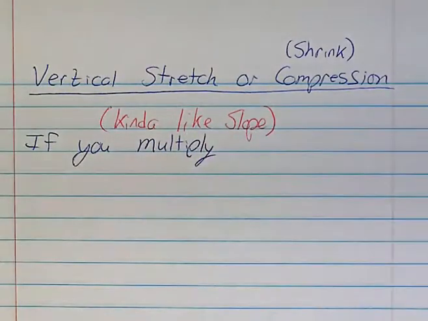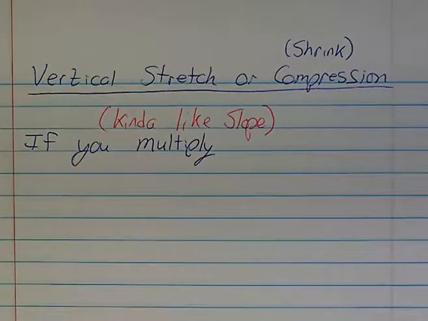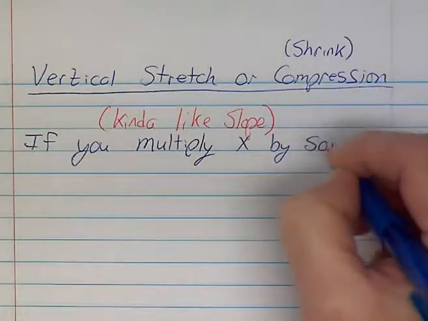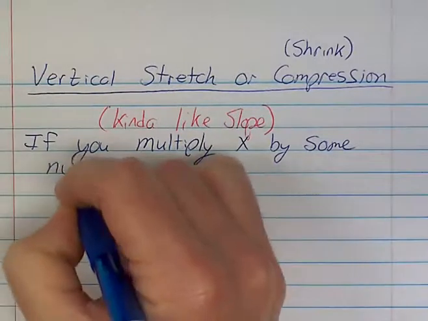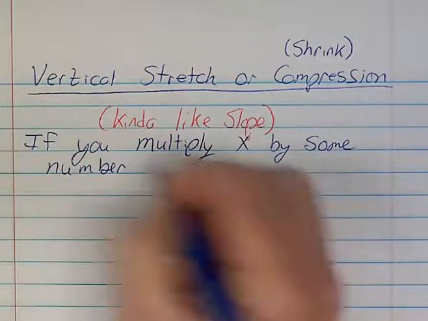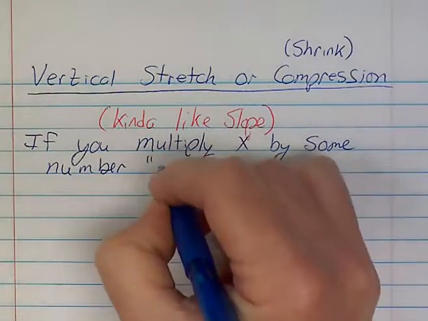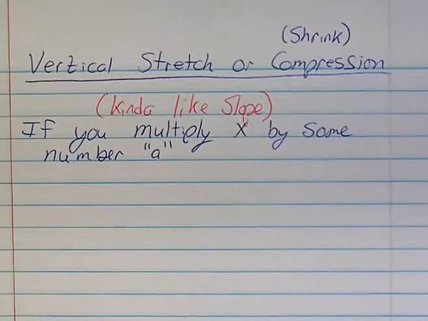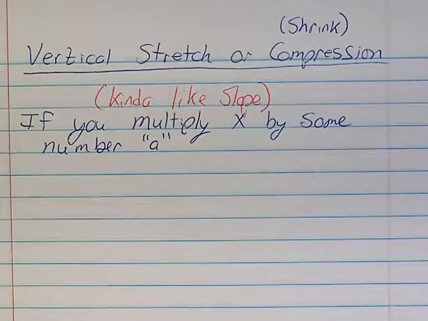Because before we were adding and subtracting, for this one, for slope, that was always the number times x. So in this case, we're multiplying. So if you multiply x by some number, and for this one, we're going to call it a, so instead of having to keep saying some number, we're going to say a is that number. So we're going to do a times whatever it is that we're looking at.